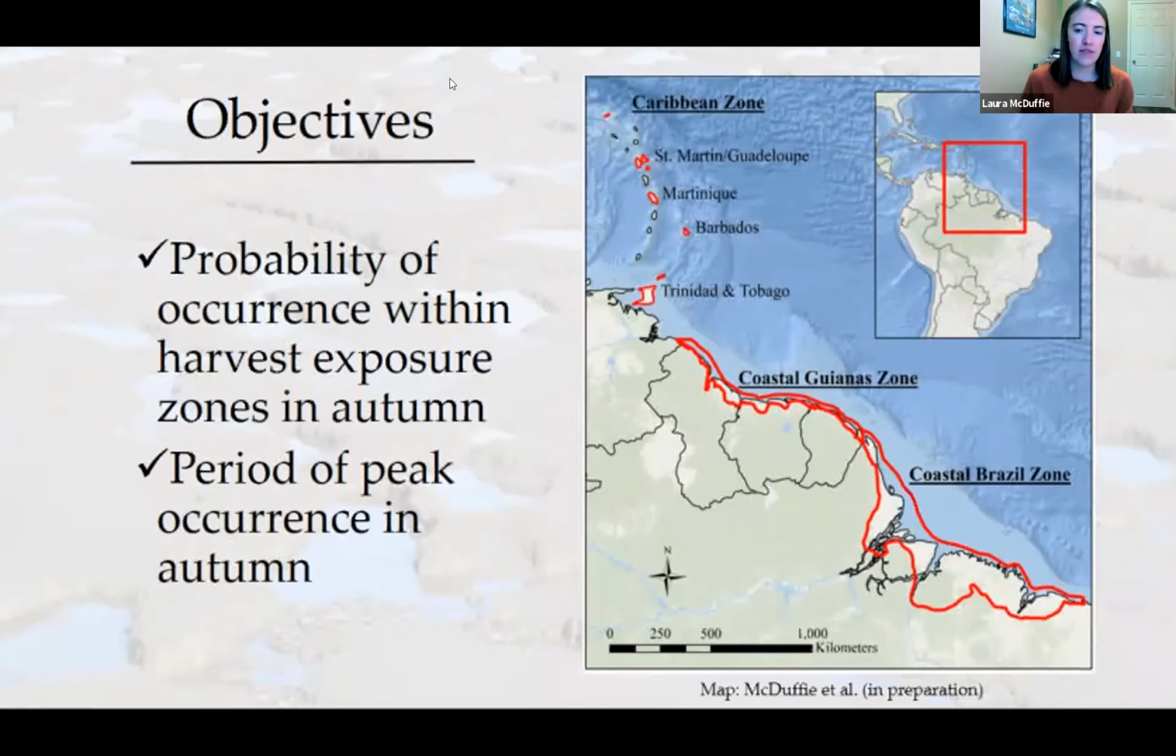And so the main objectives were to identify the probability that a lesser yellowlegs population is occurring within a harvest exposure zone during autumn. And second, we wanted to identify the period when these populations have the highest probability of occurrence in autumn. When I'm mentioning populations here, I'm really referring to a natural population, which is a group of individuals not divided geographically rather than genetically. But then of course, I'm also only referring to birds that were tracked in this study.